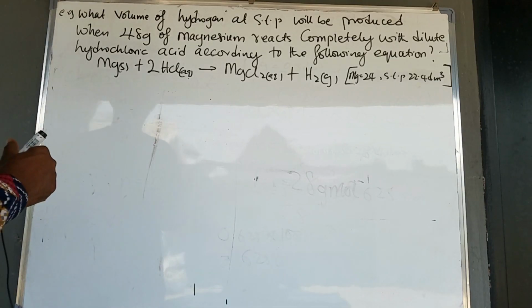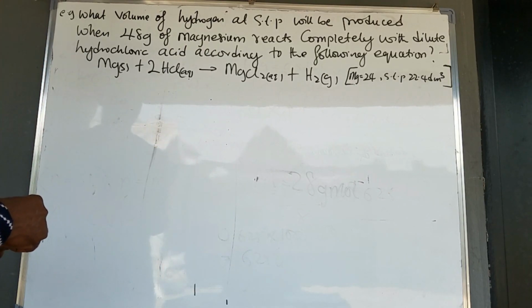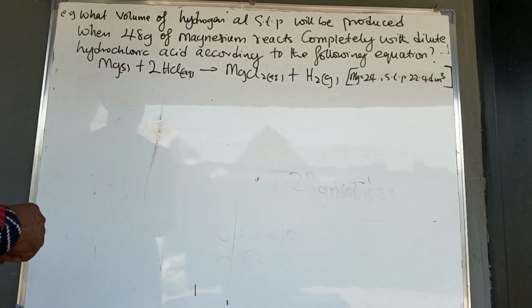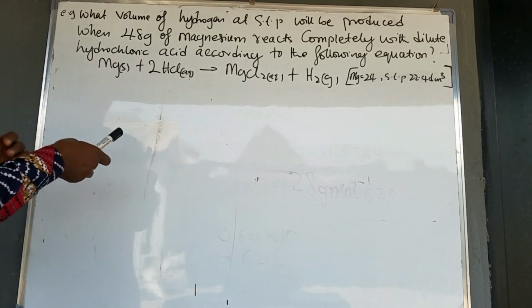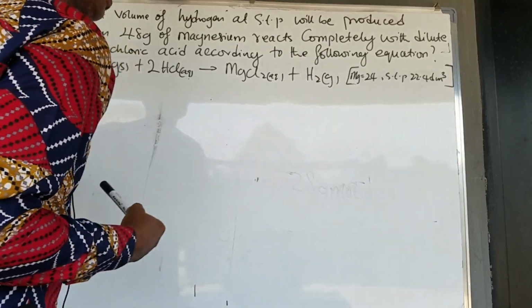Let's do another SSC question. What volume of hydrogen at STP will be produced when 48 grams of magnesium react completely with dilute hydrochloric acid, according to the following equation? Magnesium plus hydrochloric acid will give magnesium chloride and hydrogen gas as the final product.